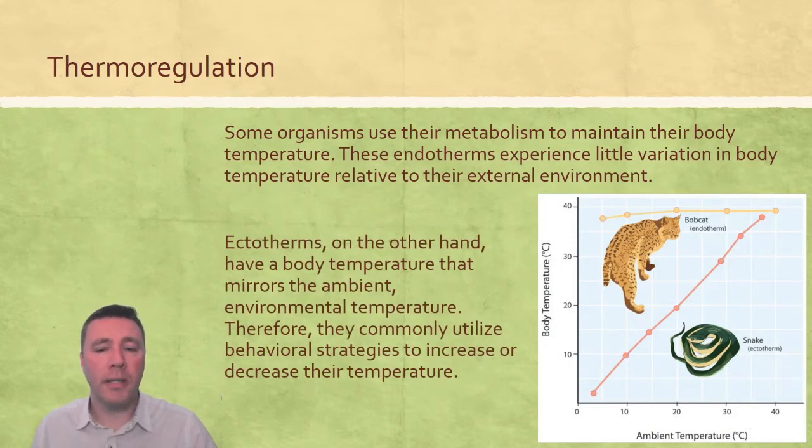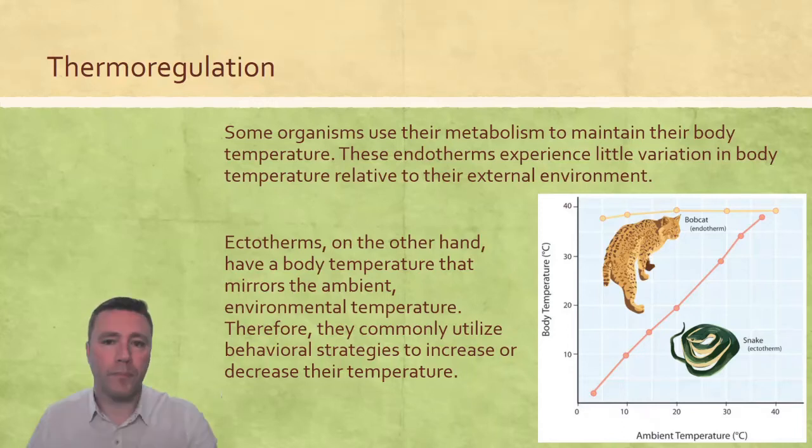This is in contrast to an ectotherm. An ectotherm has a body temperature that directly mirrors their ambient temperature. In other words, when it's cold outside, the ectotherm is cold. When it's warm outside, the ectotherm is also warm. Because of that, ectotherms will oftentimes engage in behavioral strategies in order to help stabilize their internal temperature. Ectotherms include things like turtles and lizards and snakes. It's not uncommon for them to sunbathe in order to warm up their bodies so that their metabolism can increase and then they can become more active.